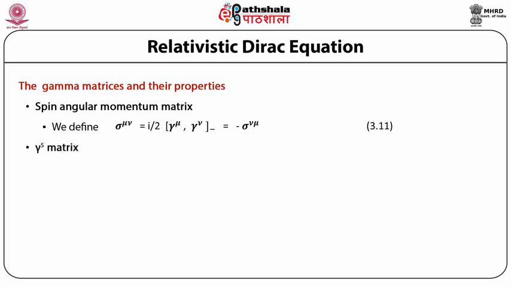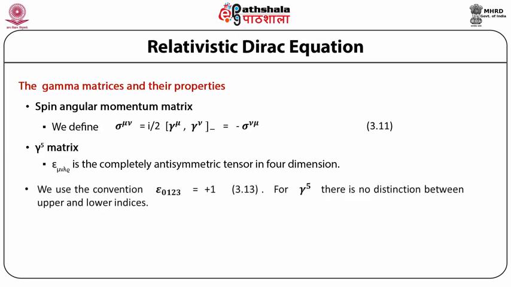We also define a gamma 5 matrix, which is the product of all the 4 matrices with an i. It is i gamma naught, gamma 1, gamma 2, gamma 3. It can also be related to another tensor called the antisymmetric tensor, i by 4 epsilon mu nu lambda rho, gamma mu, gamma nu, gamma lambda, gamma rho. The interchange of any two indices introduces a factor of minus 1. So epsilon mu nu lambda rho has only one independent component, which is usually normalized to 1. We use the convention epsilon 0, 1, 2, 3 is equal to plus 1. For gamma 5, there is no distinction between upper and lower indices.